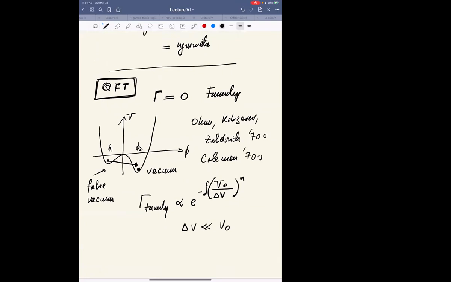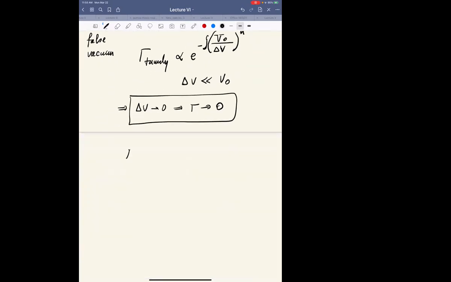Small vacuum energy difference. And you get the suppression because the whole field, at least of the said space-time, has to tunnel, and that's highly suppressed. So in other words, when delta V goes to zero, gamma goes to zero, e to the minus infinity, and it goes pretty fast: no tunneling. So the result, I'm just citing it so that you know this is a true phenomenon and we can go on, is no tunneling between degenerate vacua in field theory. In a one-dimensional system like quantum mechanics, yes.